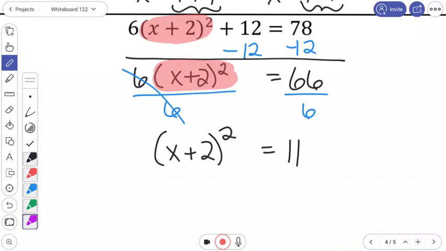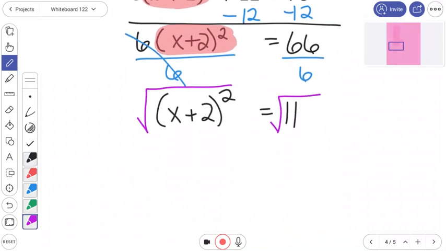And we don't want x plus 2 squared. We've got to get rid of that squared. So let's take the square root of both sides. And anytime we take the square root of both sides, immediately you should go, oh, I'm going to have a plus and a minus for my answer right there.